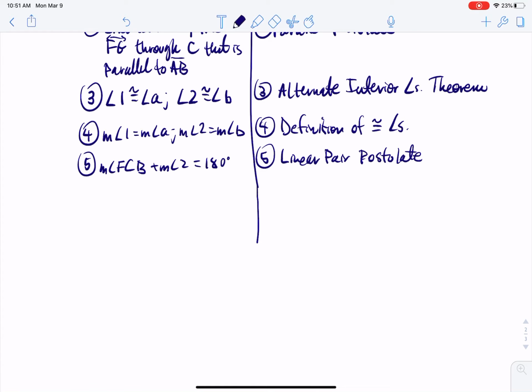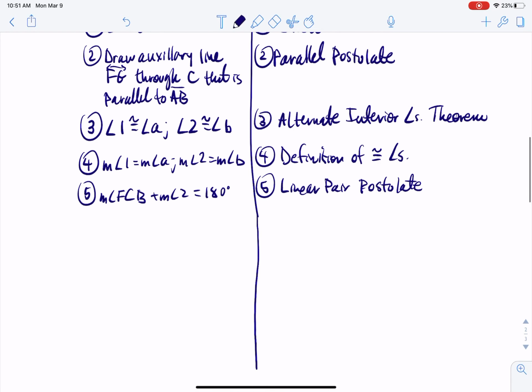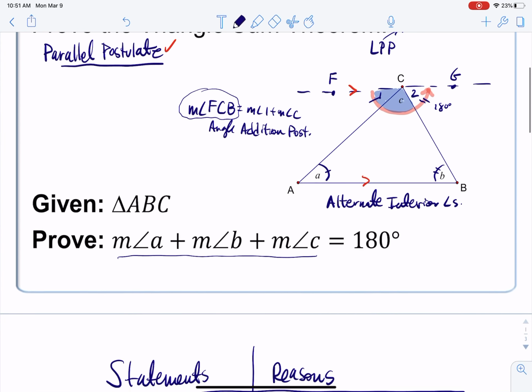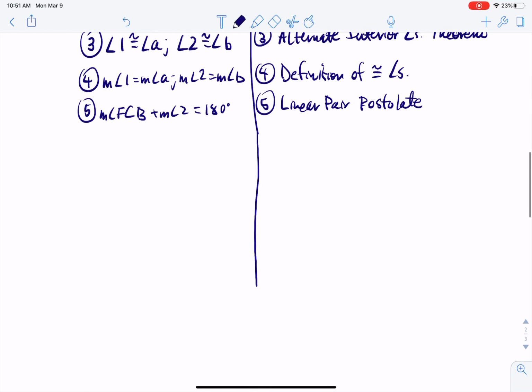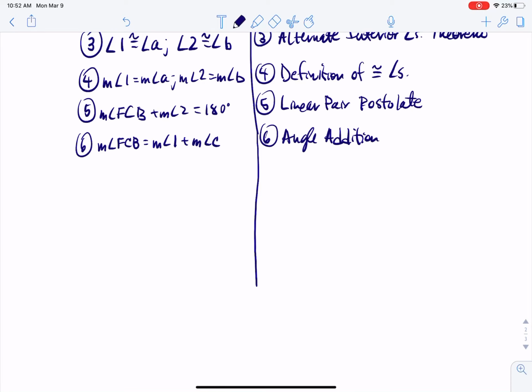Okay, but that's not exactly what I wanted here. I wanted 1, C, and 2 to add up to 180 degrees. So here's where that angle addition postulate is going to come in handy. On number 6, the measure of angle FCB is equal to the measure of angle 1 plus the measure of angle C. Number 6, that's the angle addition postulate.